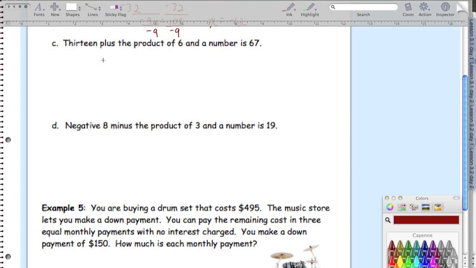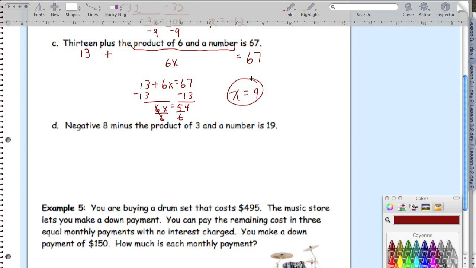Letter C, 13 plus the product of 6 and a number, so 6x, is 67. 13 plus 6x equals 67. I'm going to subtract 13 on both sides. 6x equals 54. And then divide both sides by 6 to get the variable by itself. x equals 9.